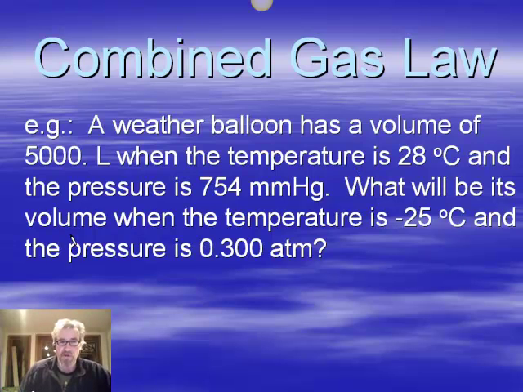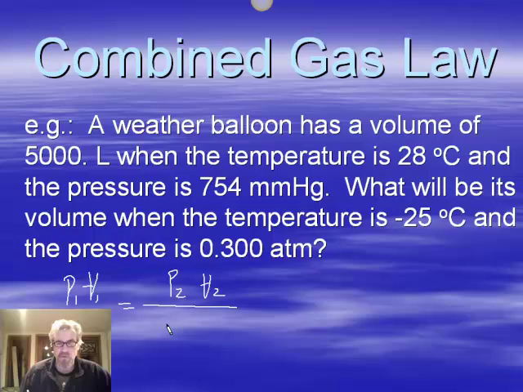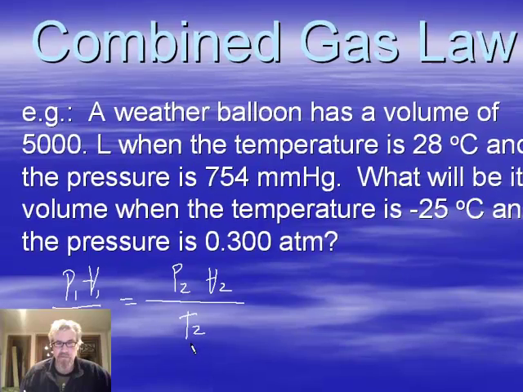A weather balloon has a volume of 5,000 liters when the temperature is 28 degrees Celsius and the pressure is 754 millimeters of mercury. So that's a P1, a V1, and a T1. Then we're supposed to find its volume, V2, under different conditions. When the pressure is 0.3 atmospheres, that'd be P2, and the temperature is 25 below Celsius, and that'd be T2.